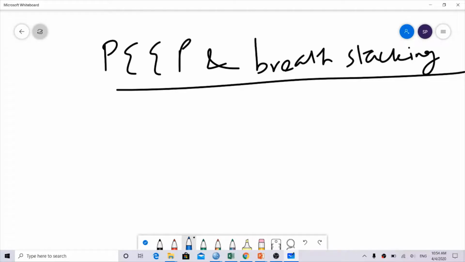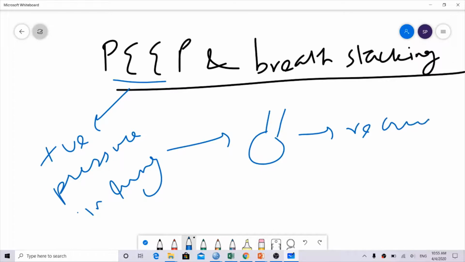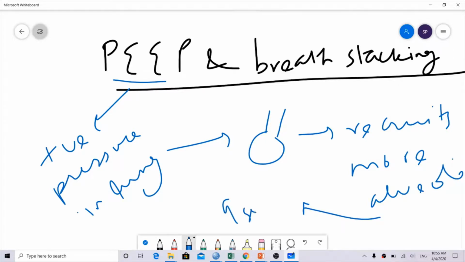So at the end of expiration, what happens? There is some positive pressure kept in the lung. And what does this do? It keeps the alveoli open. It recruits more alveoli. So basically it leads to an increase in oxygenation. Okay, so this was the purpose of PEEP. This you all know.